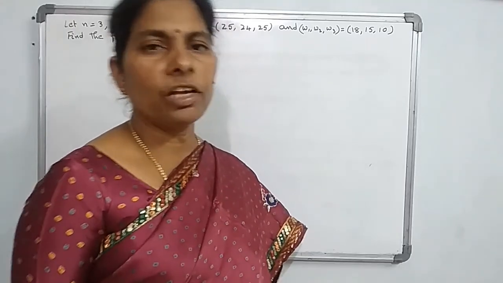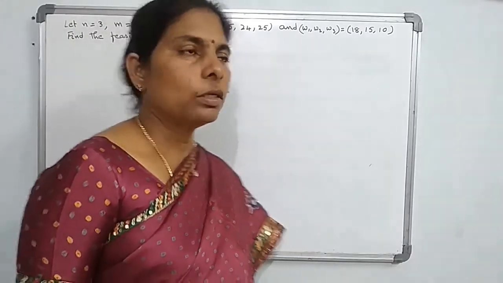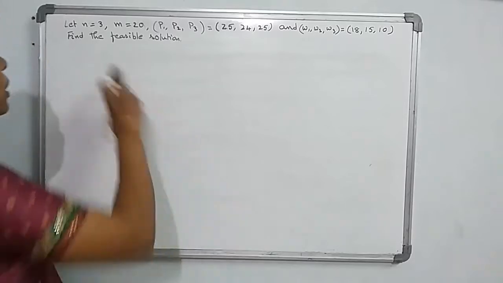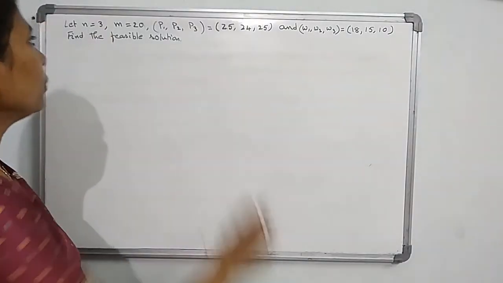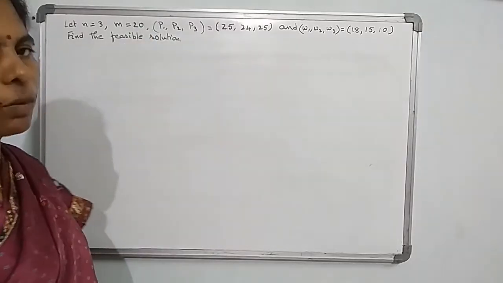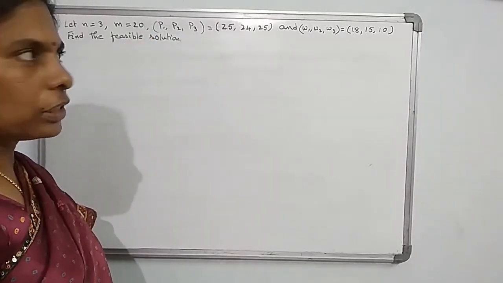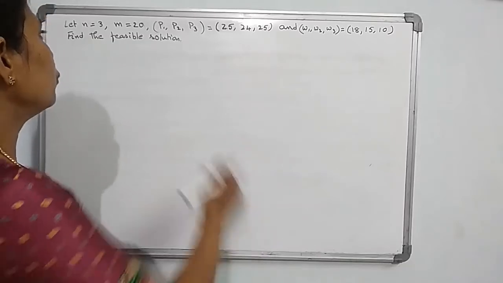We will discuss an example of the knapsack problem. In the given problem, n equal to 3, where n means the number of items or objects is 3. M equal to 20, where m means the knapsack capacity, or bag capacity, is 20.